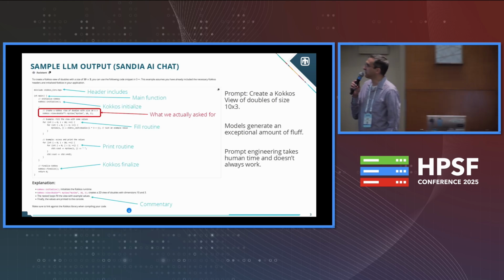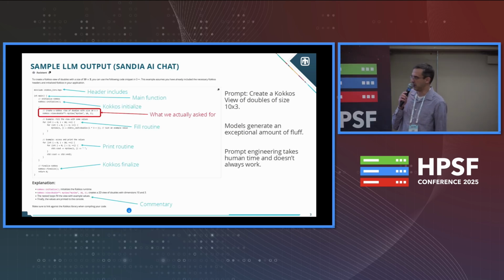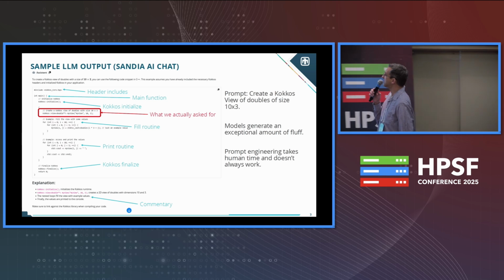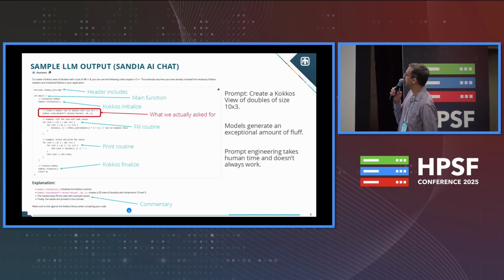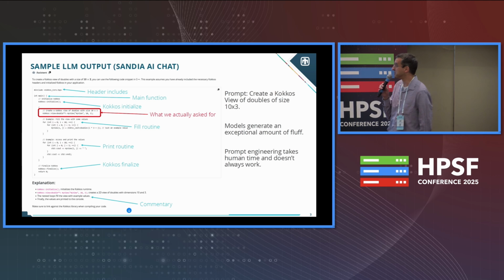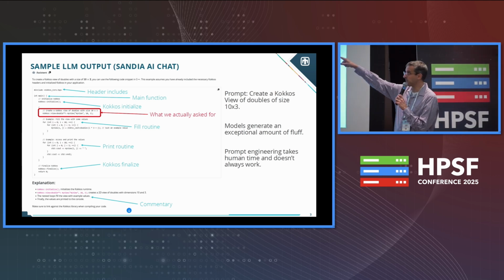So here's an example. This is Sandia AI Chat, which is OpenAI. I say, hey, create a Kokkos view of doubles of size 10 by 3. Let's see, what does it tell me? To create a Kokkos view of doubles of size 10 by 3, you can use the following code snippet in C++. This assumes you've already included the necessary Kokkos headers and initialized Kokkos in your application. Liar. Because it immediately gives me the Kokkos headers, a main function, initializes Kokkos, and gives me the one line I asked for. Now, granted, my question was not well specified.